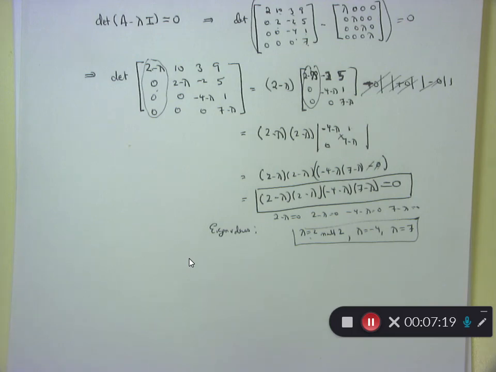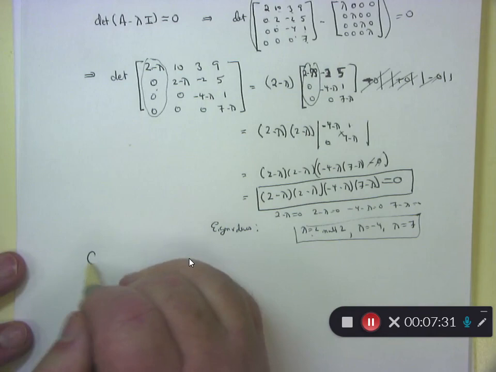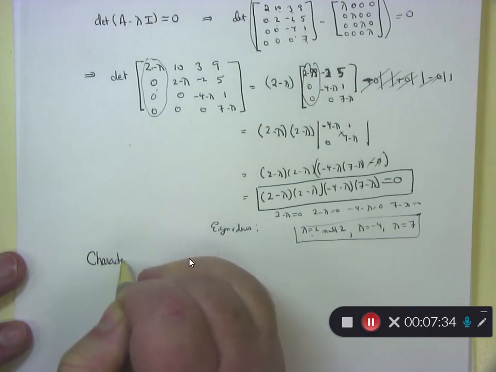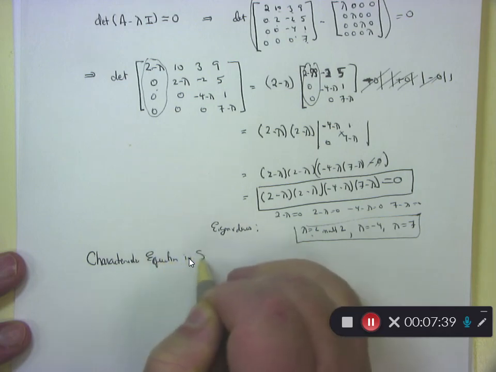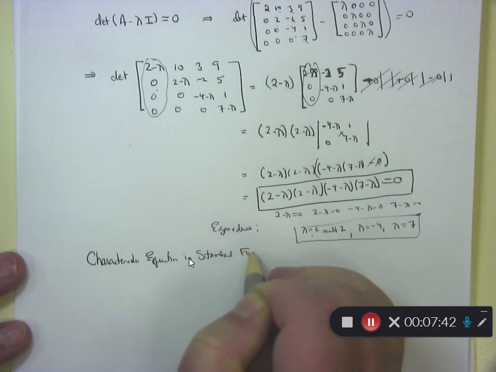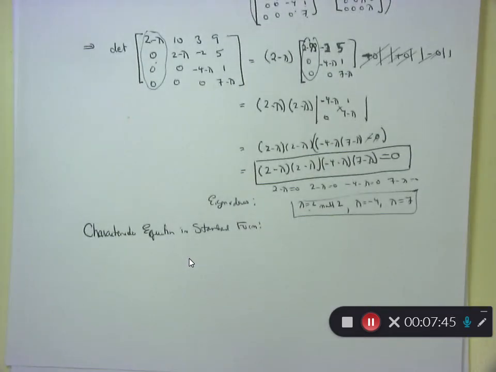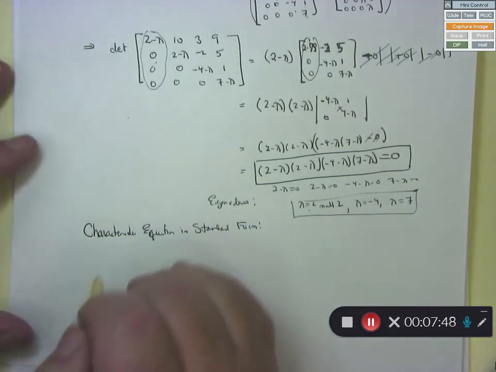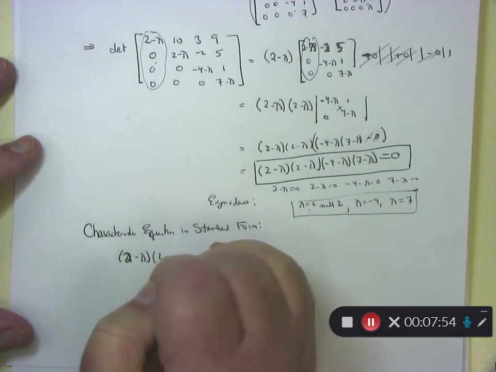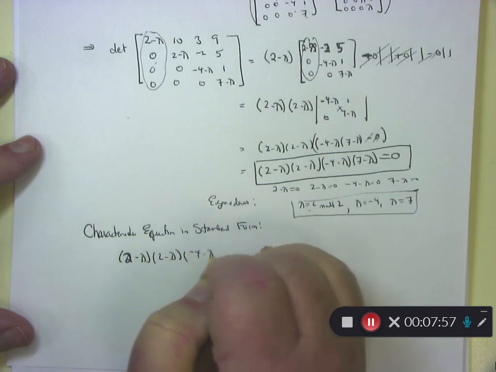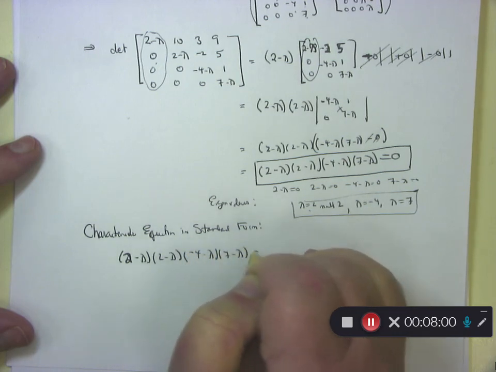So, there we go. Now, again, how could I actually mess you up on something like this? If I made this like in a multiple choice kind of a question, if I ask you, what is the characteristic equation in standard form? What would standard form be? It's not the factored form. So what you got here is 2 minus lambda times 2 minus lambda times negative 4 minus lambda times 7 minus lambda equal to 0.